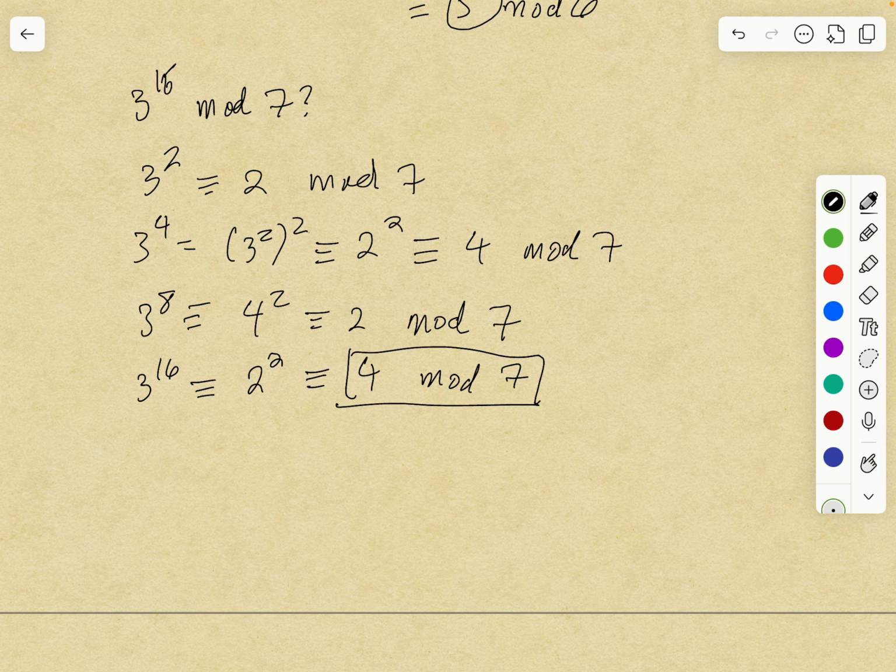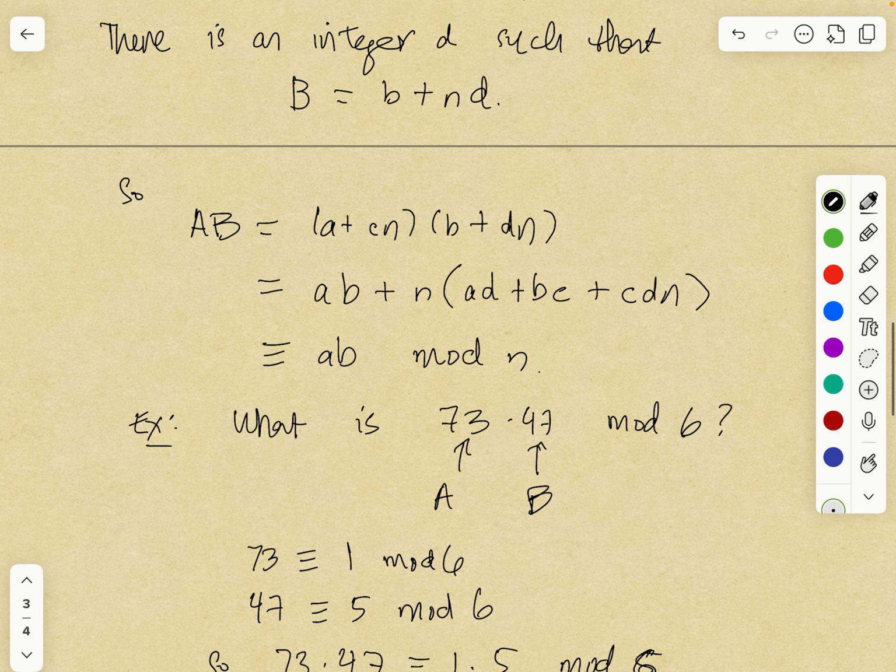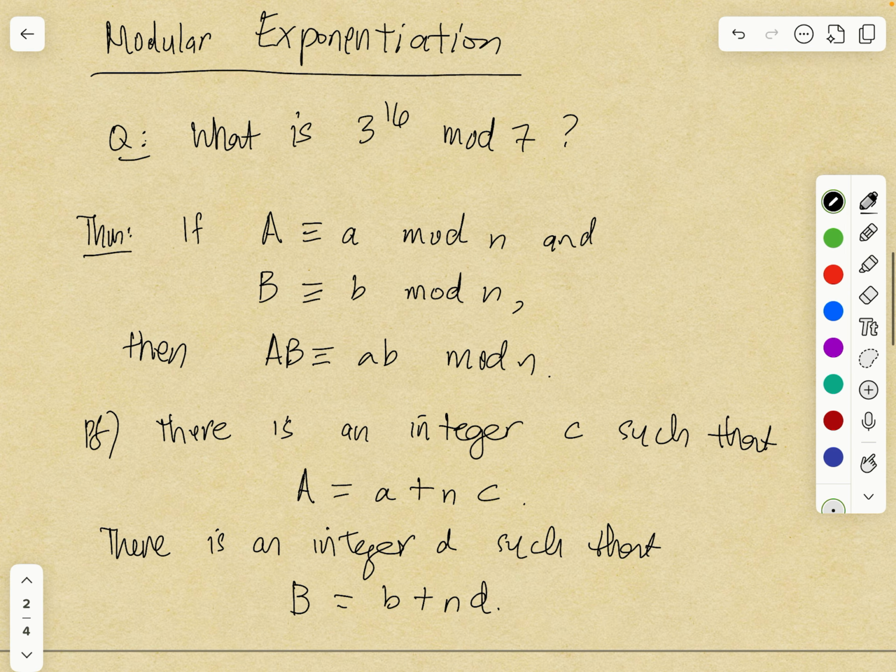So the remainder of 3 to the 16th, when divided by 7, turns out to be 4. And we were able to do this using properties of modular arithmetic without actually calculating what 3 to the 16th power is. Okay, that's modular exponentiation. It's just a useful thing to know.